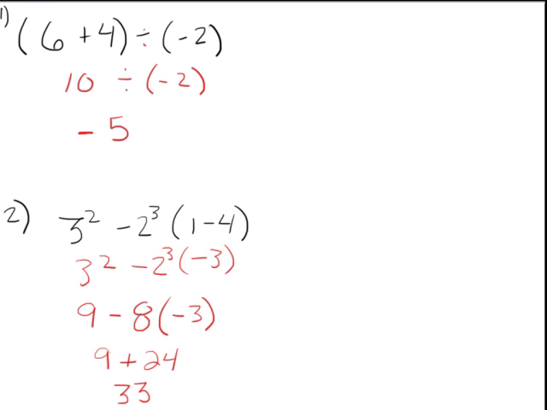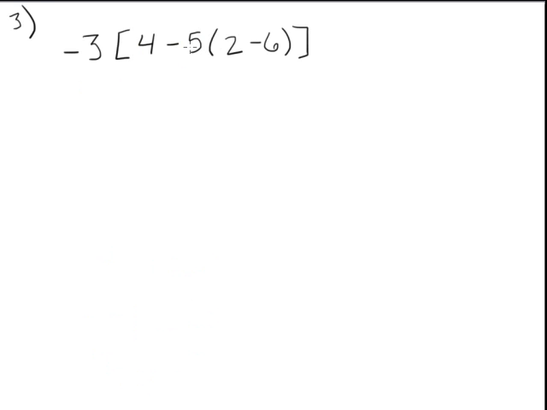And that's the answer. Alright, so here I have minus 3 square brackets 4 minus 5 round brackets 2 minus 6, and then we close both of our brackets. So do the innermost brackets first, which here is the 2 minus 6. So I'm going to go 2 minus 6, which is negative 4. Keep that in brackets, and I'm going to bring down everything else.